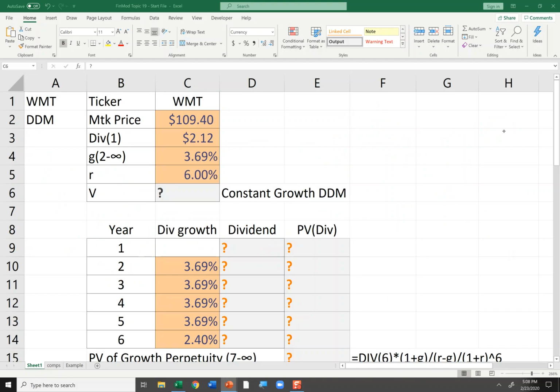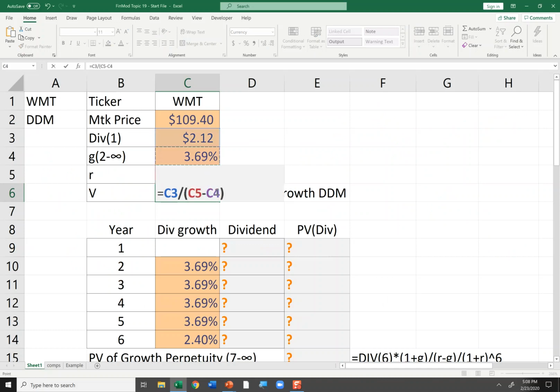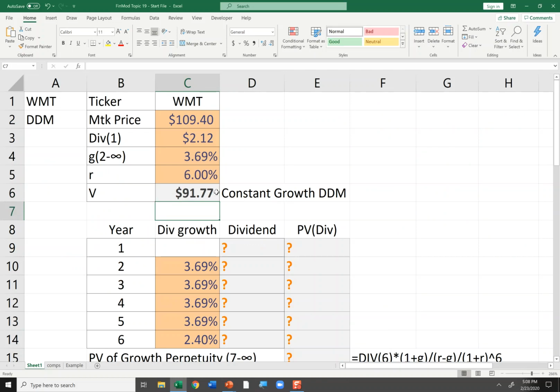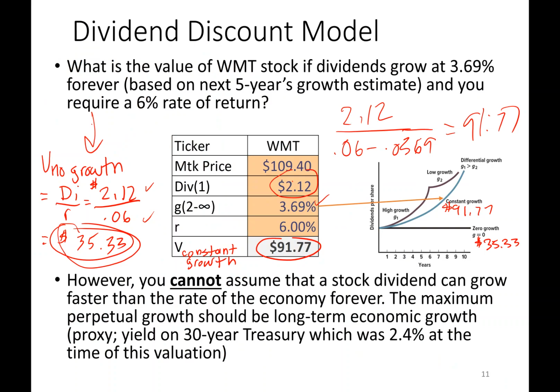So we can go to the spreadsheet and just do this real quick. For my constant growth model, I'm just going to take my dividend over R minus G. And there it's worth $91.77, a little bit short of my 109. However, you can't assume that a stock can pay a dividend at such a high rate forever.